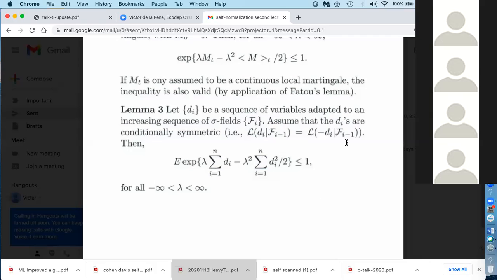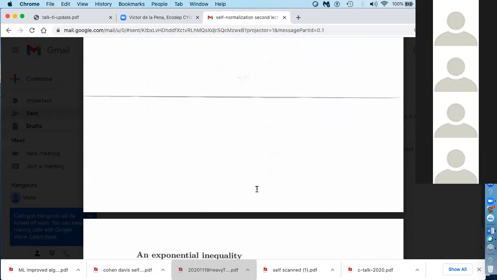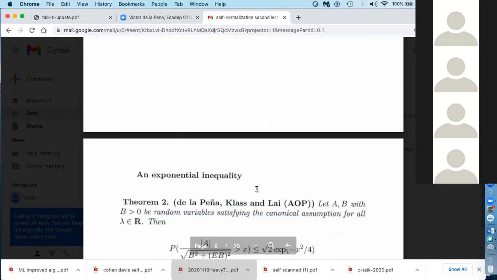Now, this is the only assumption under which one can prove that this satisfies the canonical condition. So we have a vector of sums of dependent conditional symmetric variables: the expectation of e to the lambda sum of d_i minus lambda squared sum of d_i squared over 2 is less than or equal to 1. Please stop me if you have any questions. I'll be happy to answer.